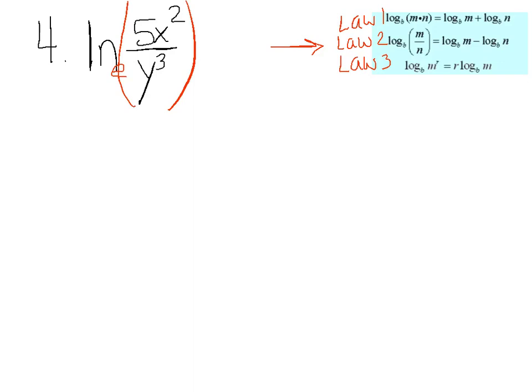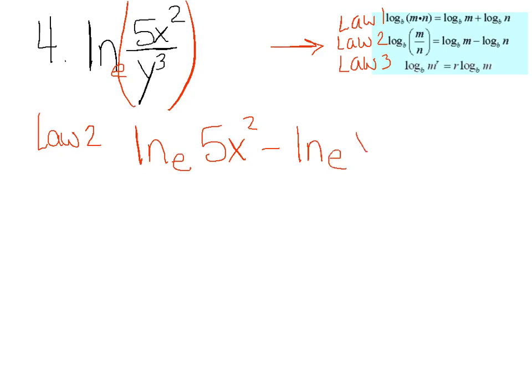All right, so let's start with law 2. So let's jot that down that we're using law 2. And again, we're going to expand. If I just take a quick peek at my laws over here, when I divide, I'm going to give each term a log and split them up with a minus sign. So let's say we have ln base e of 5x squared minus ln base e of y cubed.